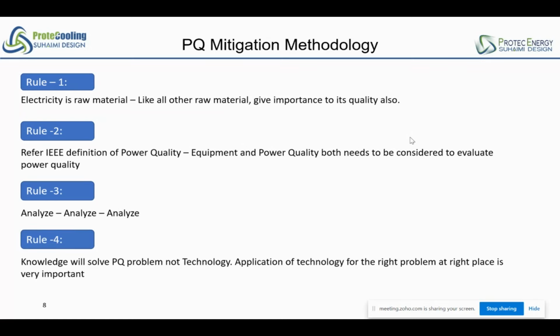So it is very important that we should have a very good knowledge of power quality, not only about the power quality but also the basics of electrical engineering. That will help a lot in mitigating power quality issues.